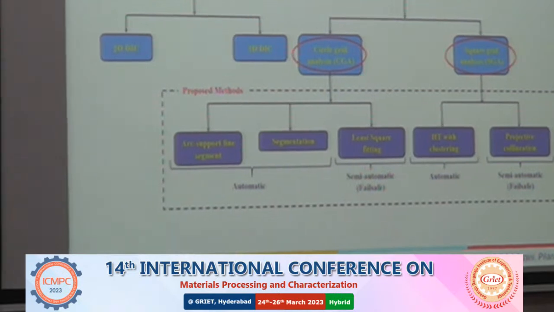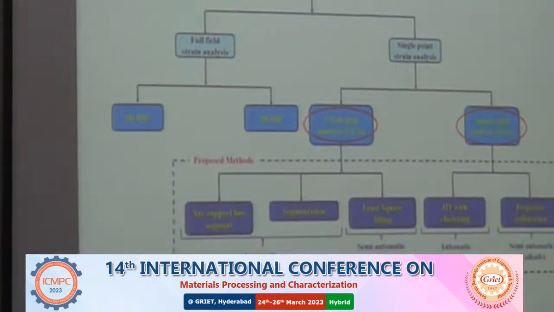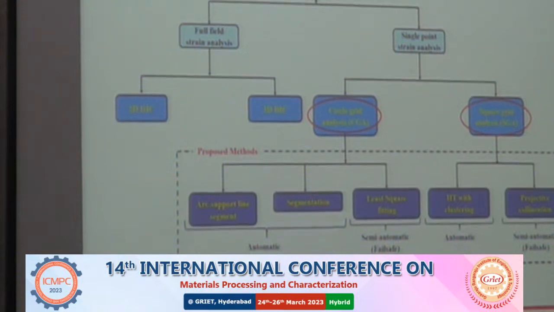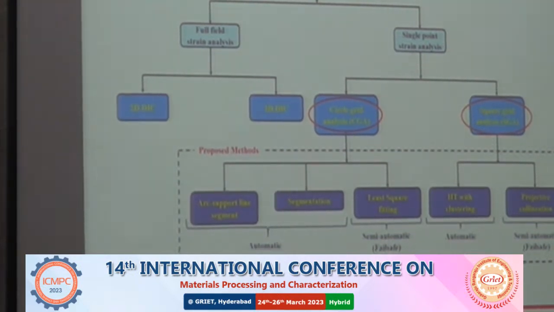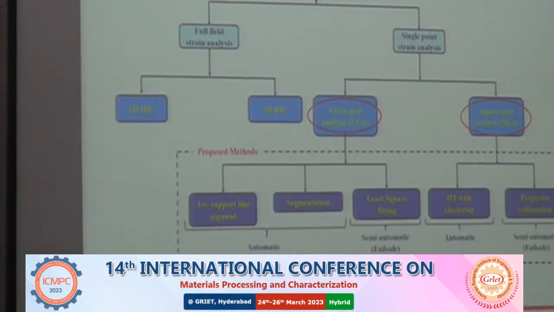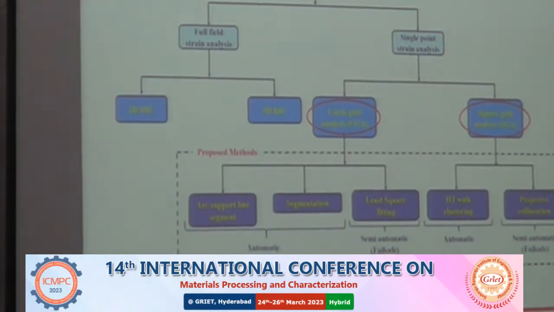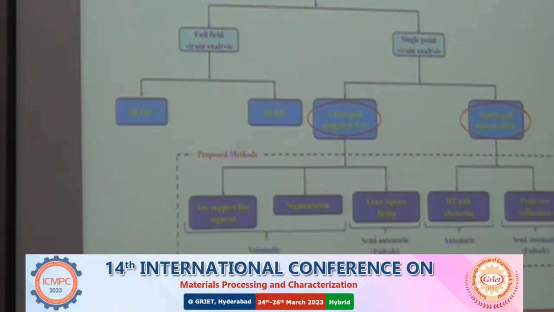Now, what we have done as a part of our research work: for automatic strain measurement systems, we can classify them into two broad categories, full field strain analysis and single point strain analysis. Again, in full field strain analysis, there are two categories. One is 2D DIC, that means two-dimensional digital image correlation. We capture multiple images and correlate them in order to evaluate the strains. Similarly 3D DIC, if it is a three-dimensional shape, how to measure the strains automatically. For that we use 3D DIC systems.